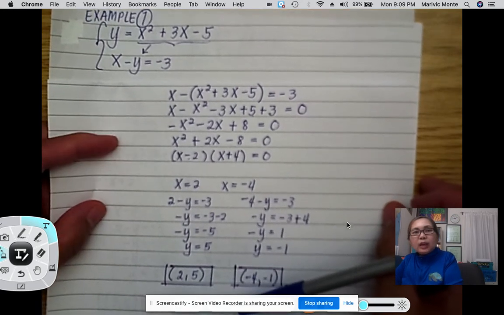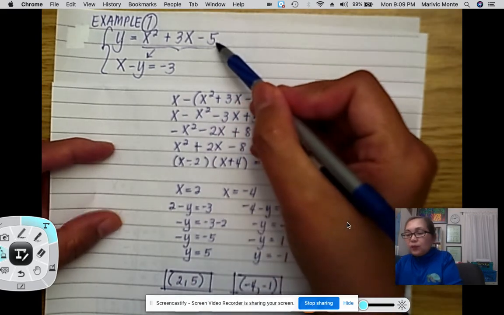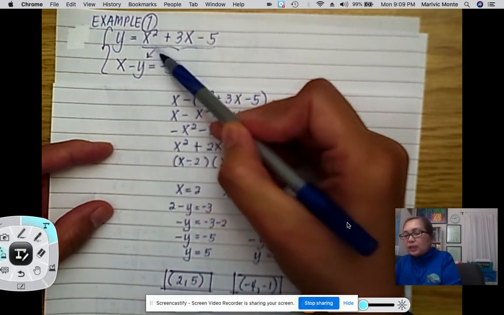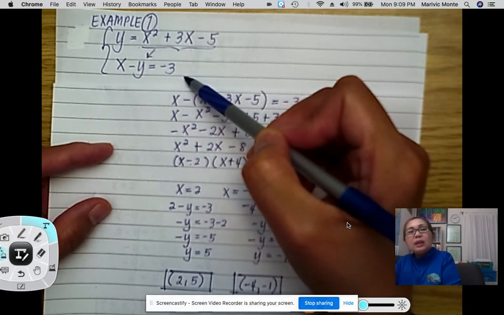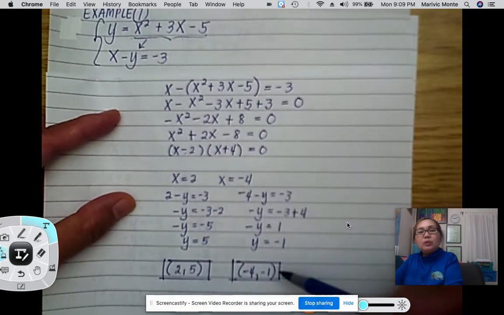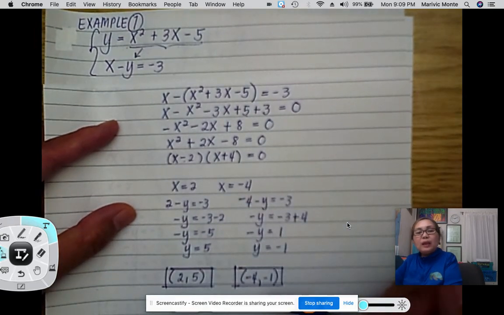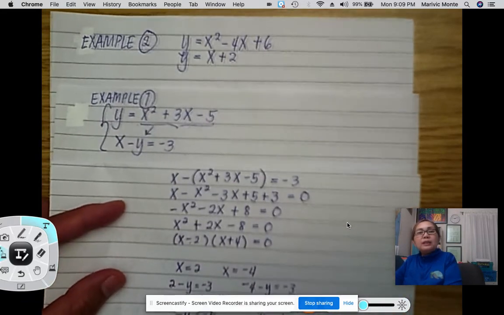If you take a look at example number 1, look at this form here. We have y equals x squared plus 3x minus 5 and x minus y equals negative 3. That's our first example. And we were able to get the solutions (2, 5) and (negative 4, negative 1). Now, I want you to compare that with the next example.